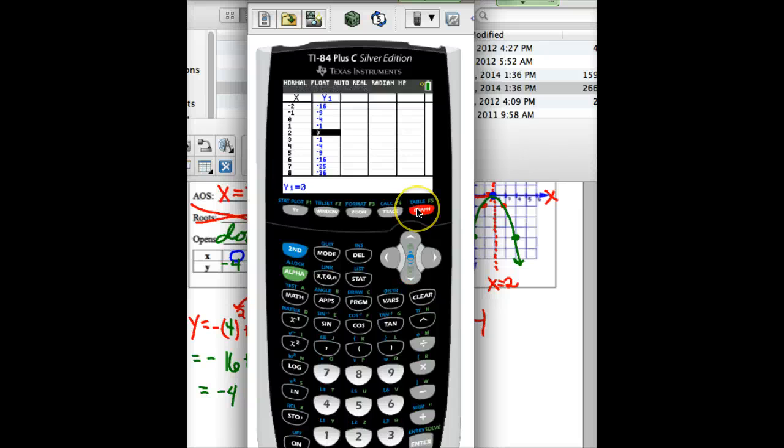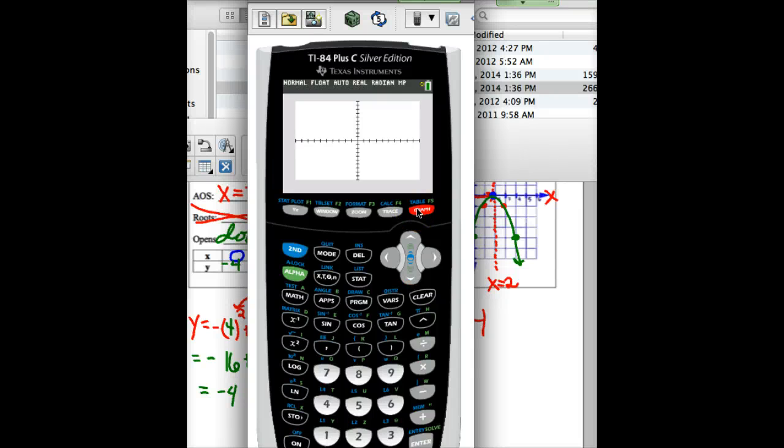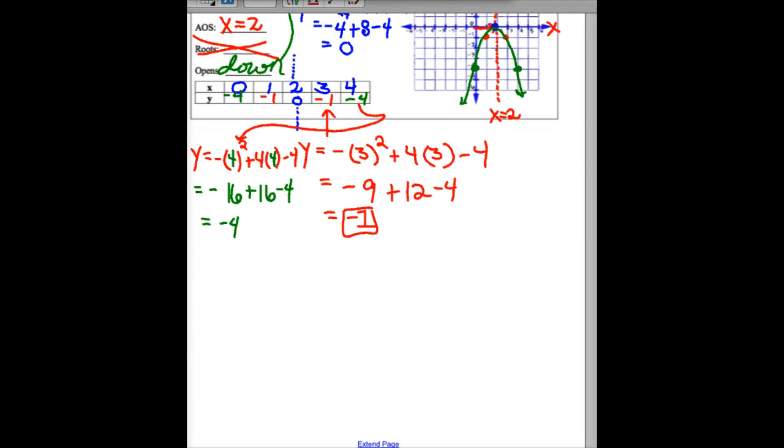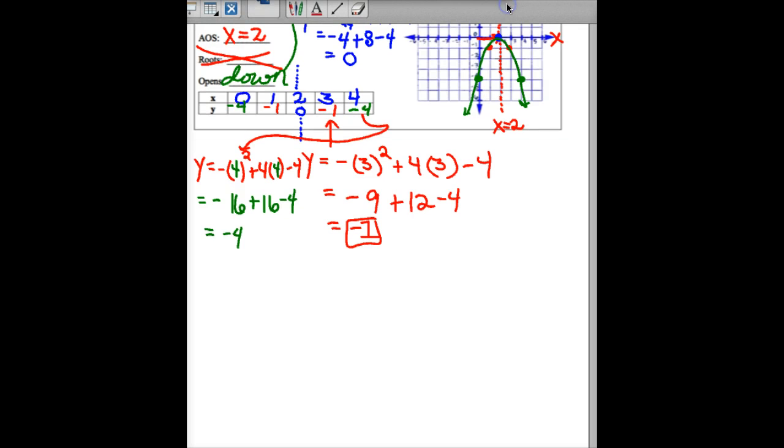And if you hit graph, the graphing calculator will graph it for you. It'll be nice and blue. It looks just like the one I did by hand. So you have to know how to do them by hand, but it's always nice to check them on a graphing calculator if you have one. So our next example, we're going to do two more.